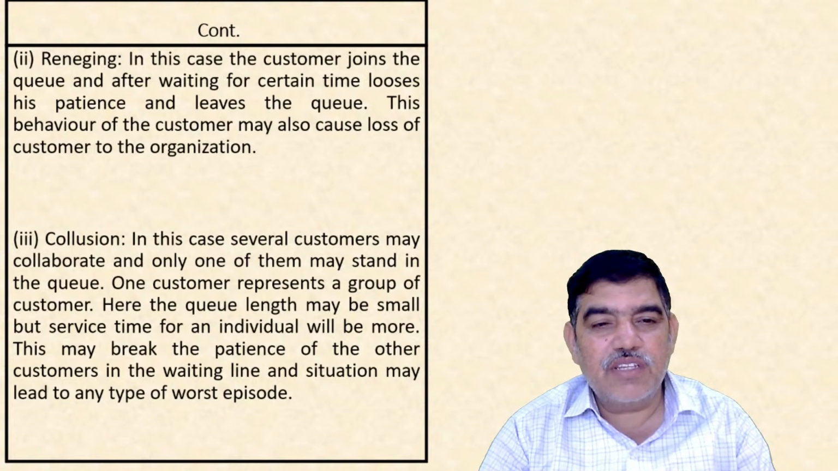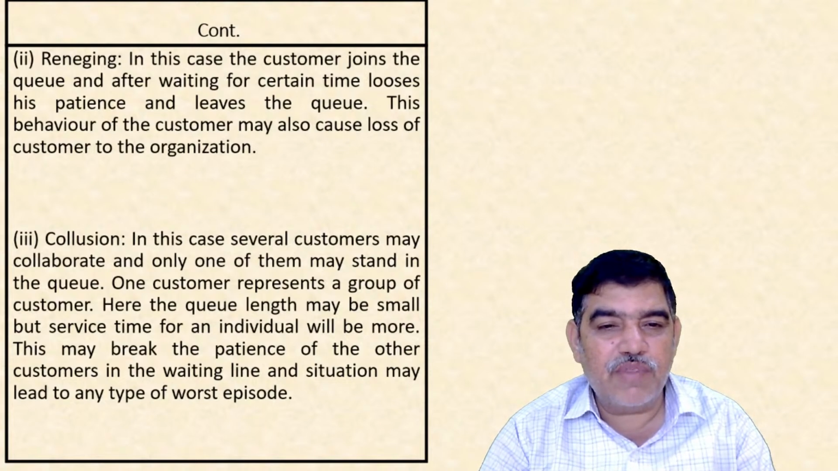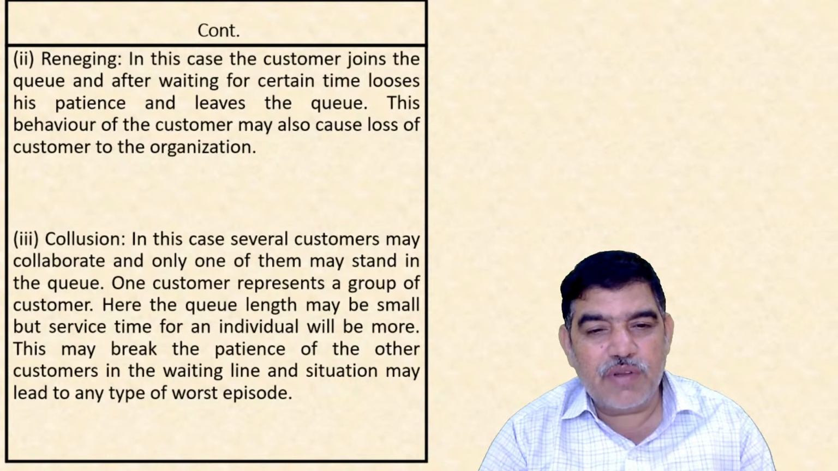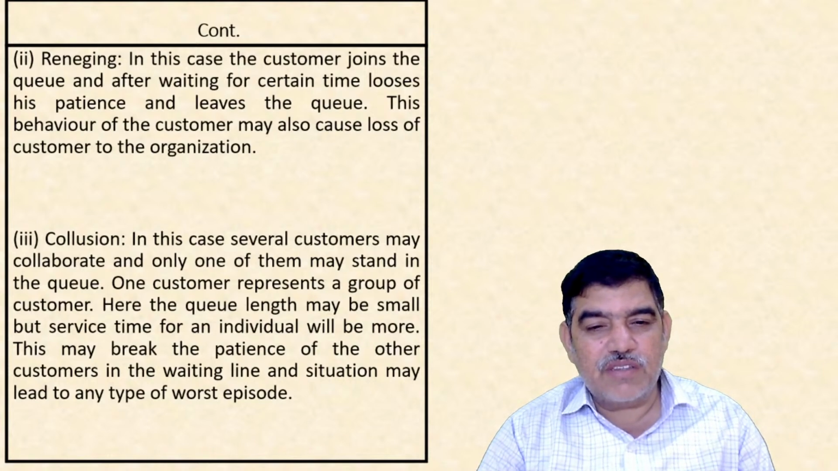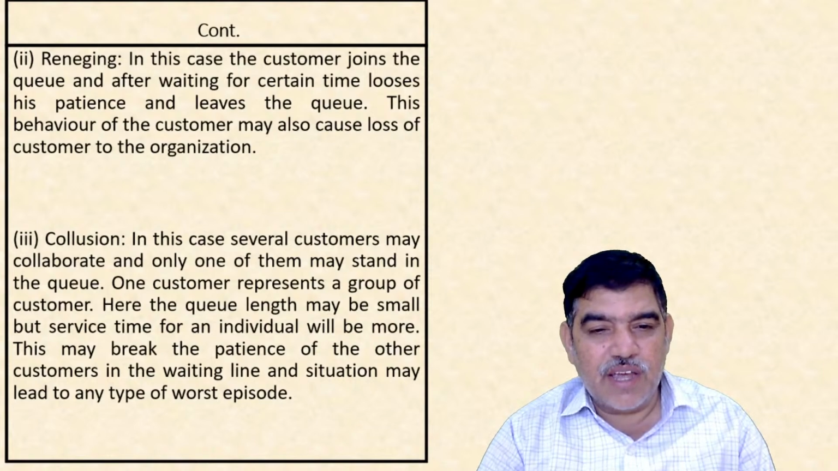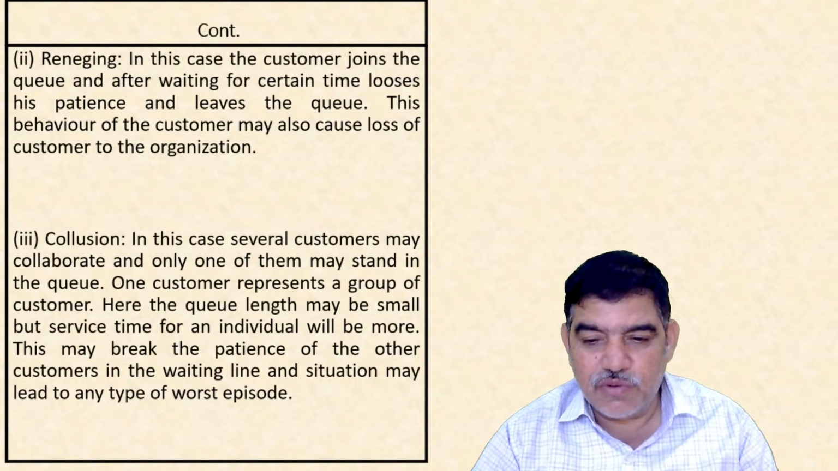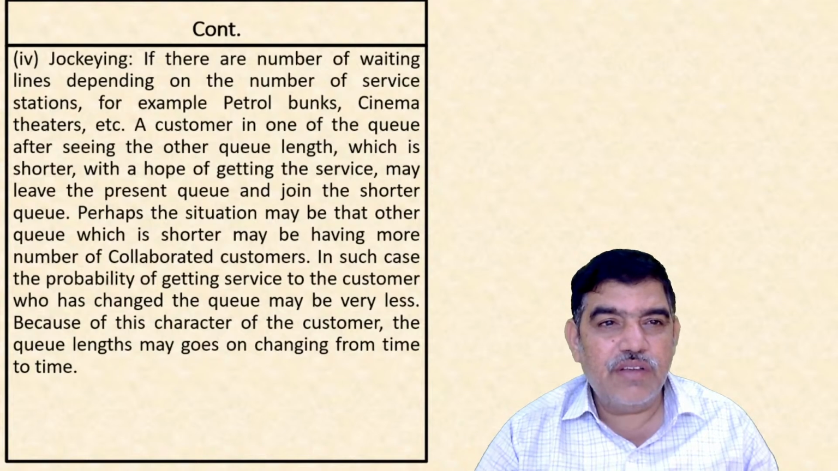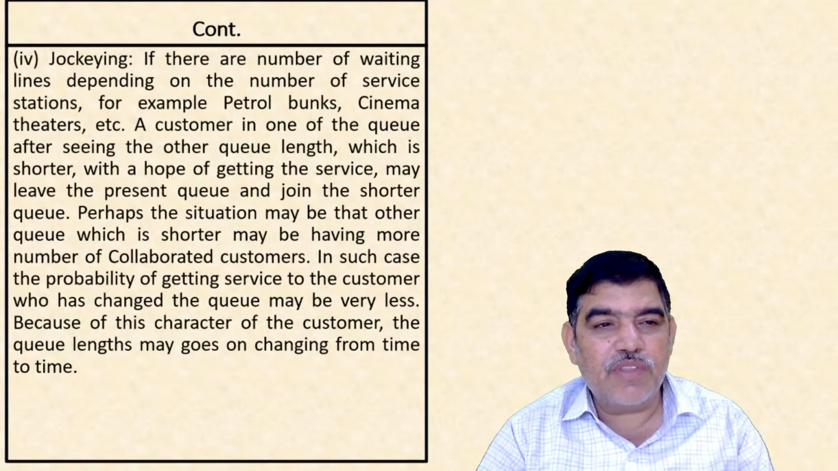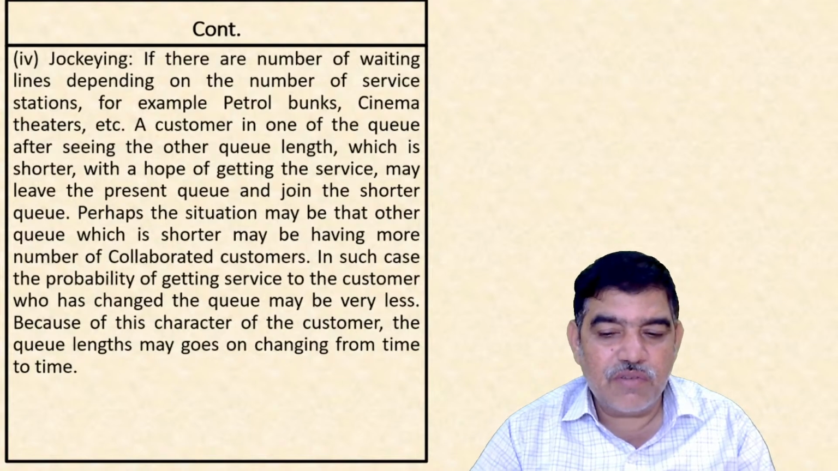In collusion, several customers may collaborate and only one of them may stand in the queue. One customer represents a group of customers. Here the queue length may be small, but service time for an individual will be more. This may break the patience of the other customers in the waiting line, and such situations may lead to any type of unpleasant episode. Then jockeying: if there are a number of waiting lines depending on the number of service stations, for example, cinema theaters, petrol pump, a customer in one of the queues, after seeing the other queue length, which is shorter, with a hope of getting service, may leave the present queue and join the shorter queue to take the service.